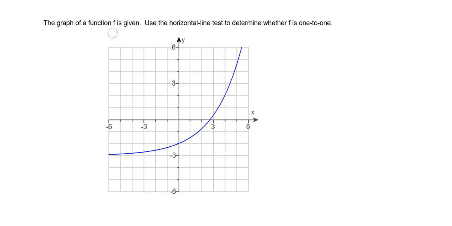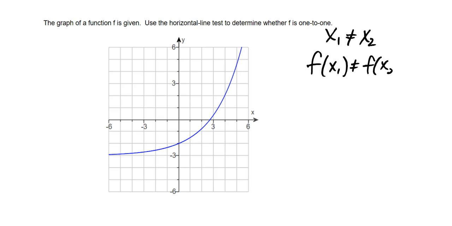The graph of a function f is given. Use the horizontal line test to determine whether the function is one-to-one. So for a function to be one-to-one, we know that if the x's are different, then the y's should also be different. And the horizontal line test is one way that we test for this one-to-one definition.